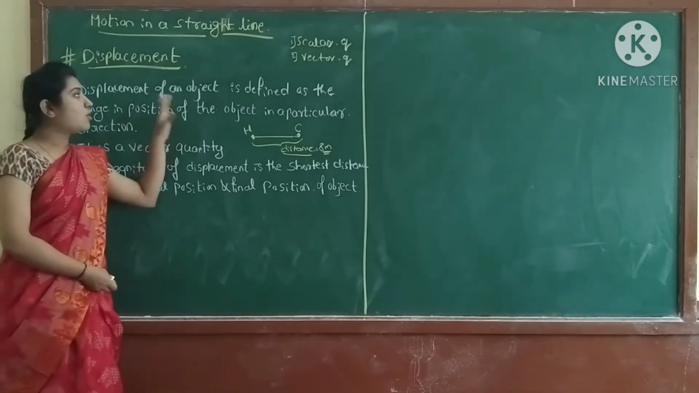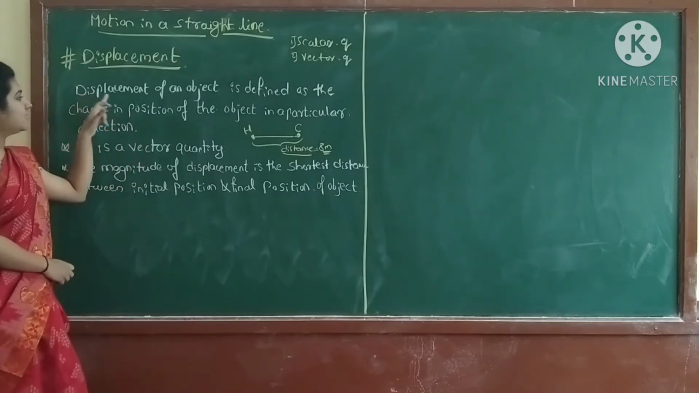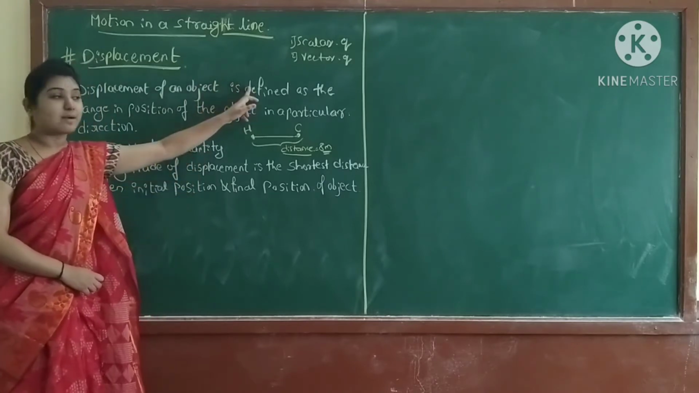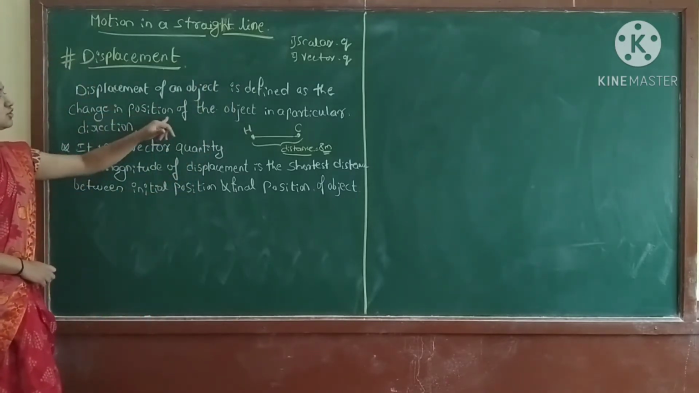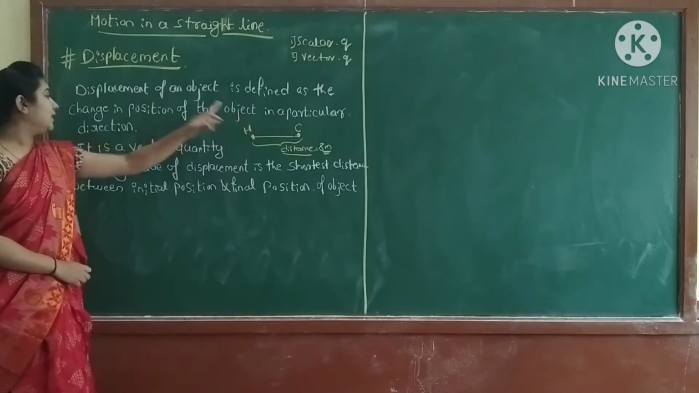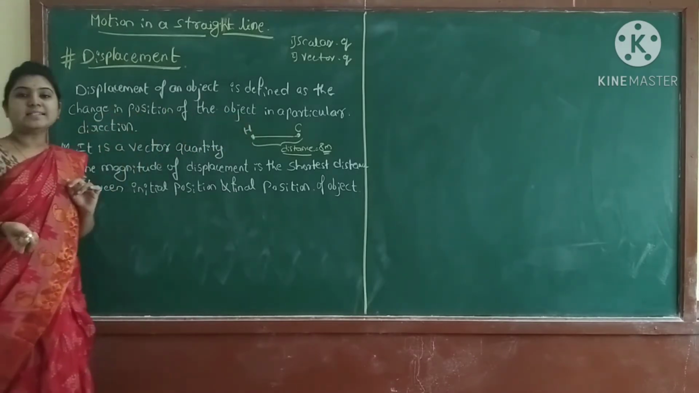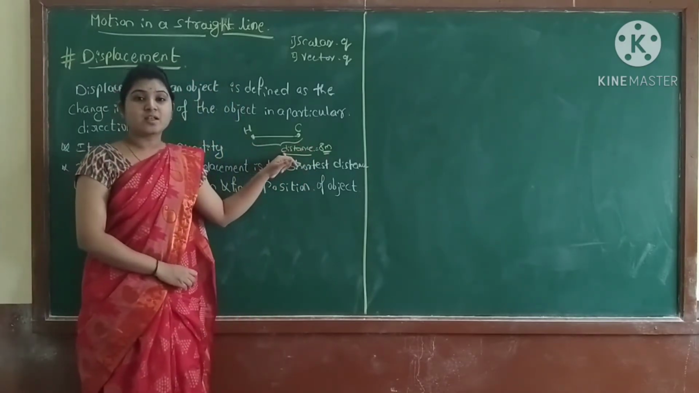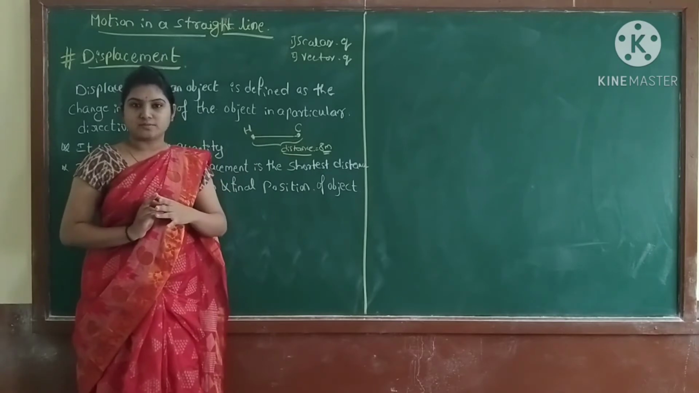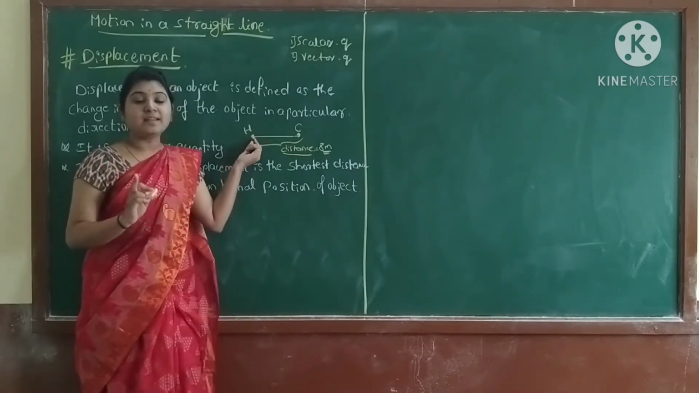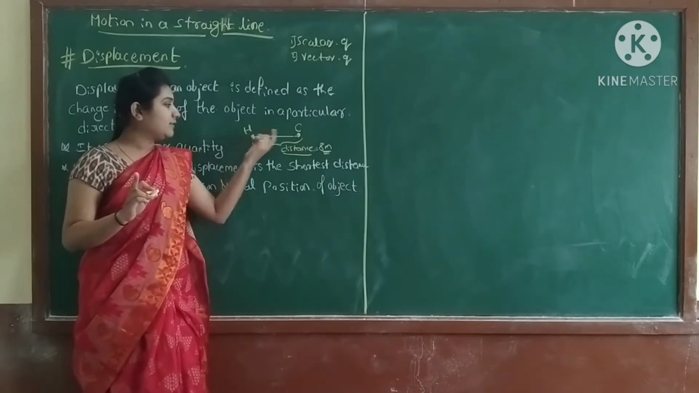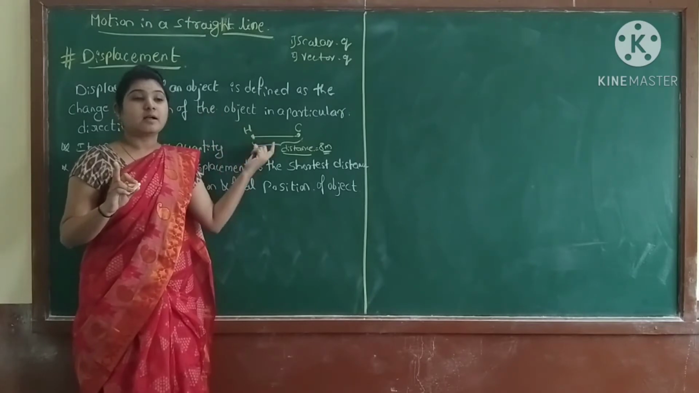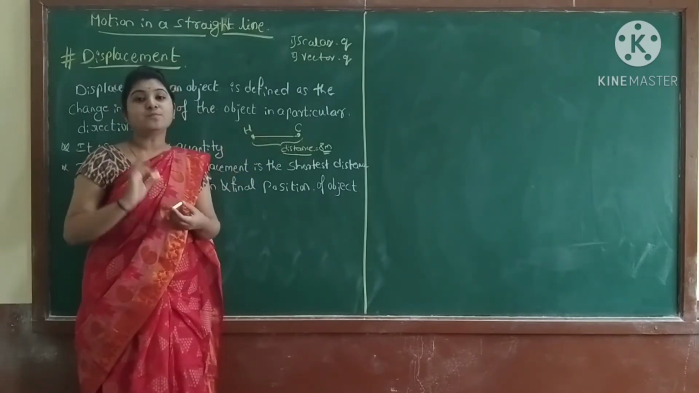So what is displacement then? The displacement of an object is defined as the change in position of the object in a particular direction. See, what is distance? Just you changed your position. The object changes its position from this point to this point. But in displacement, the change happens only in a particular direction.